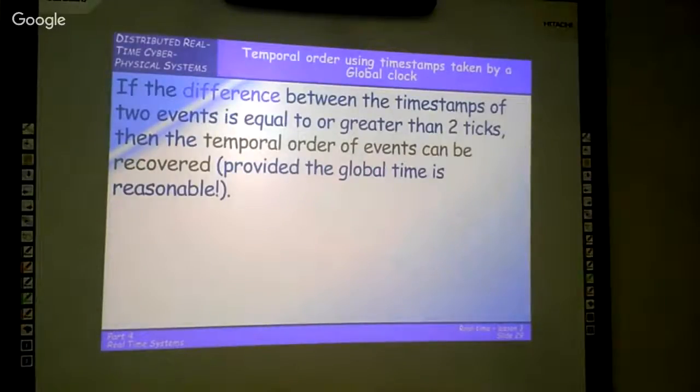So at this point, we can make the statement that if the difference between the timestamps of two events is equal to or greater than 2 ticks, then the temporal order of events can be recovered.